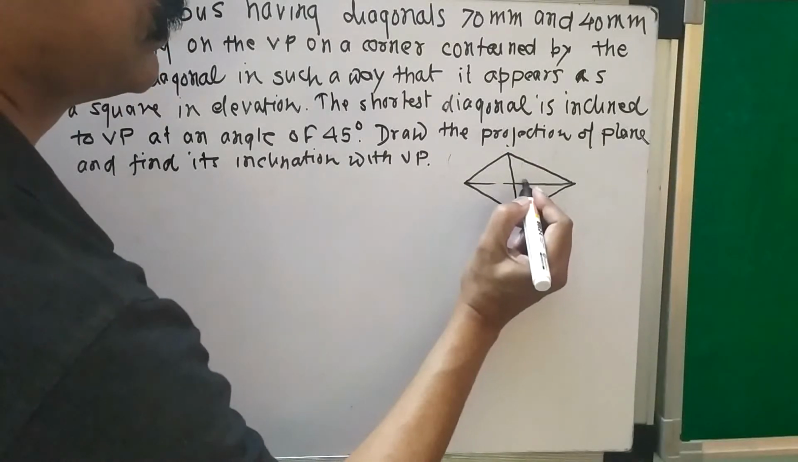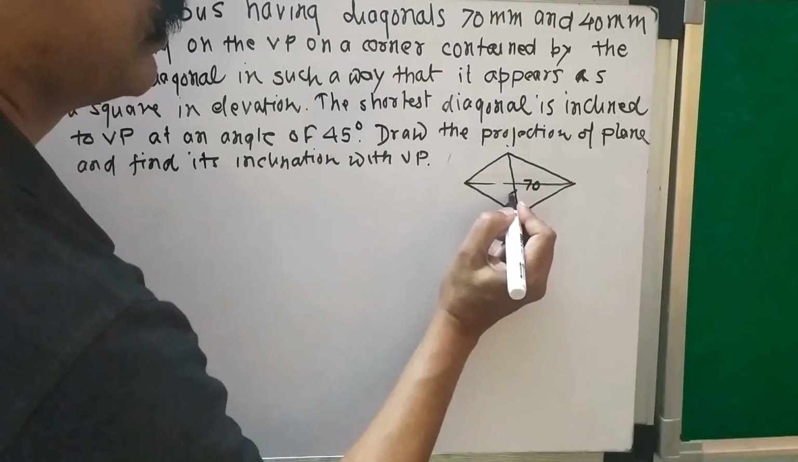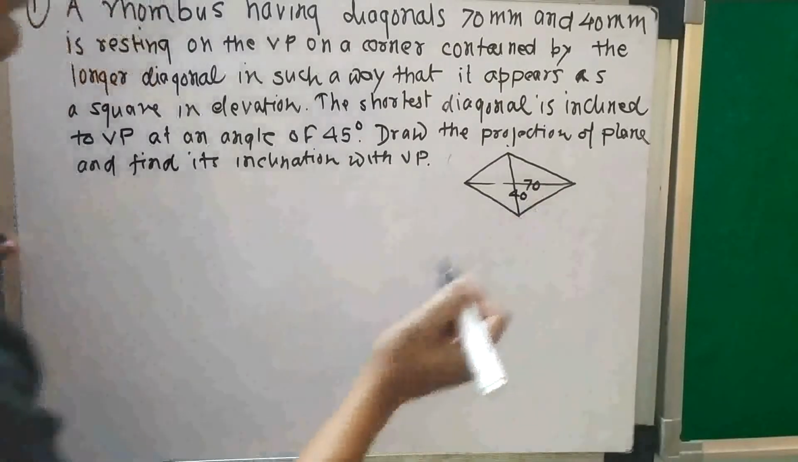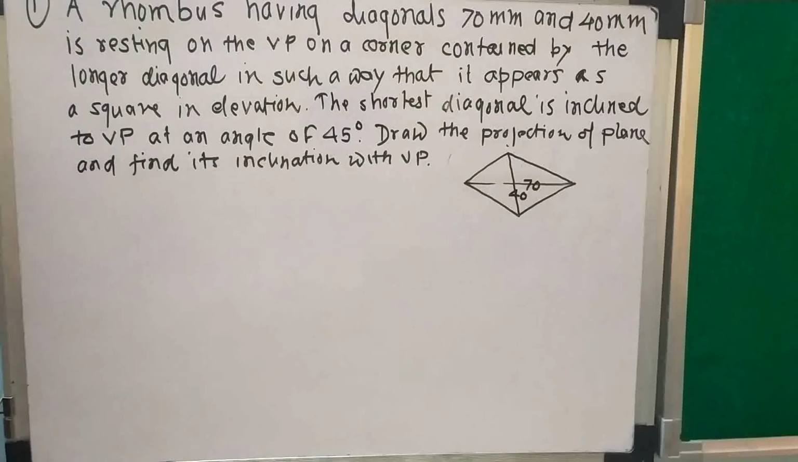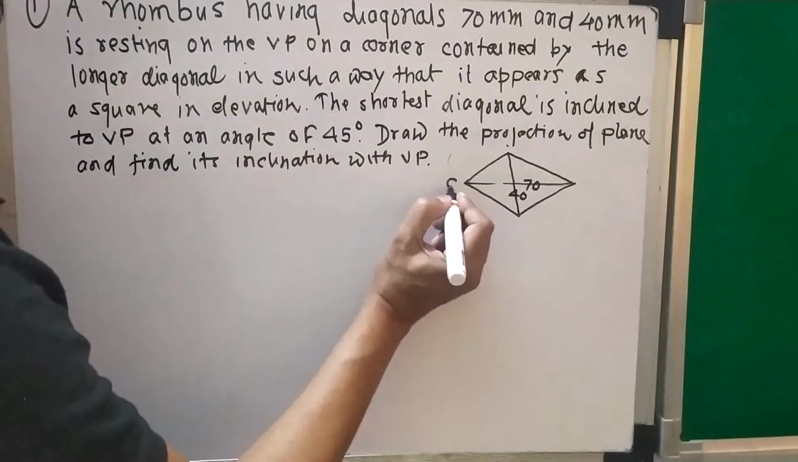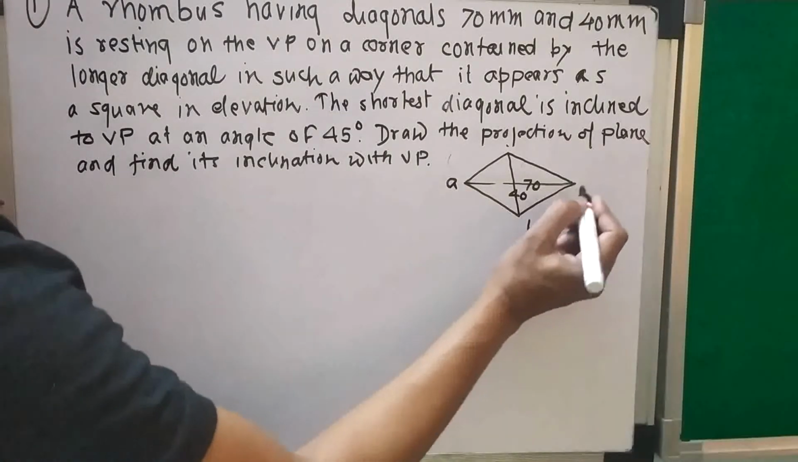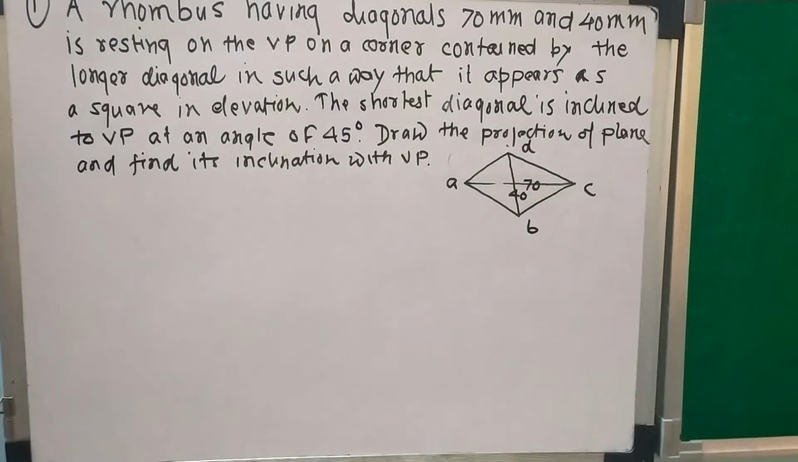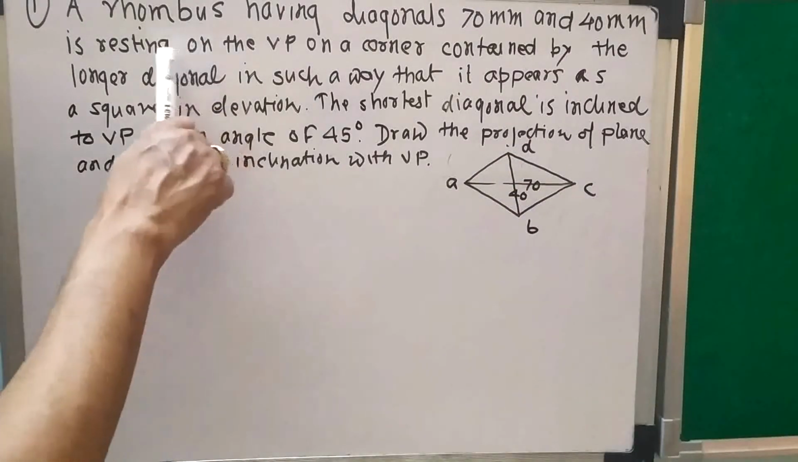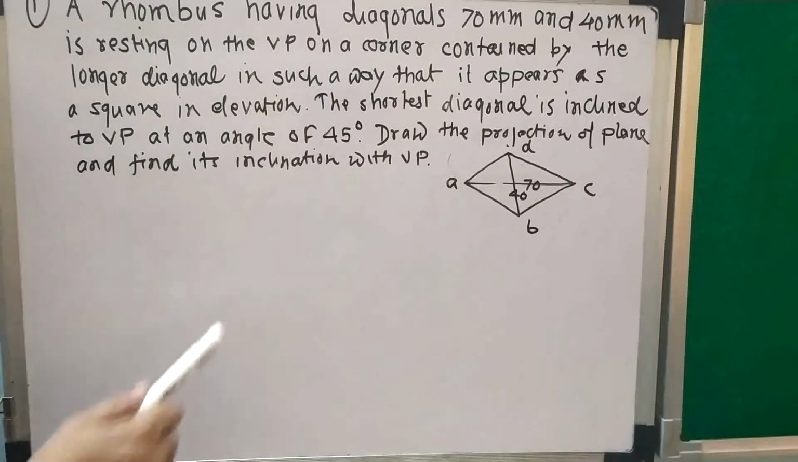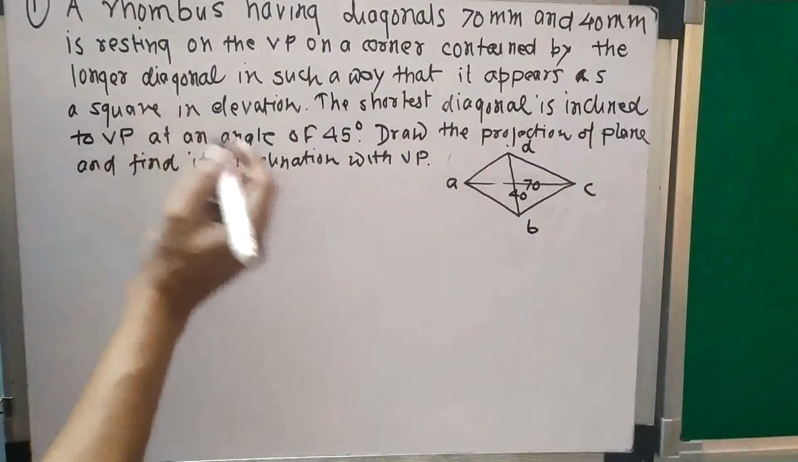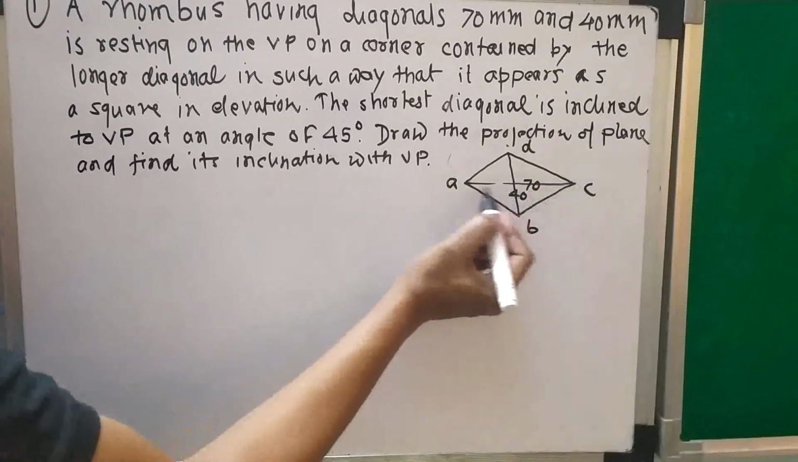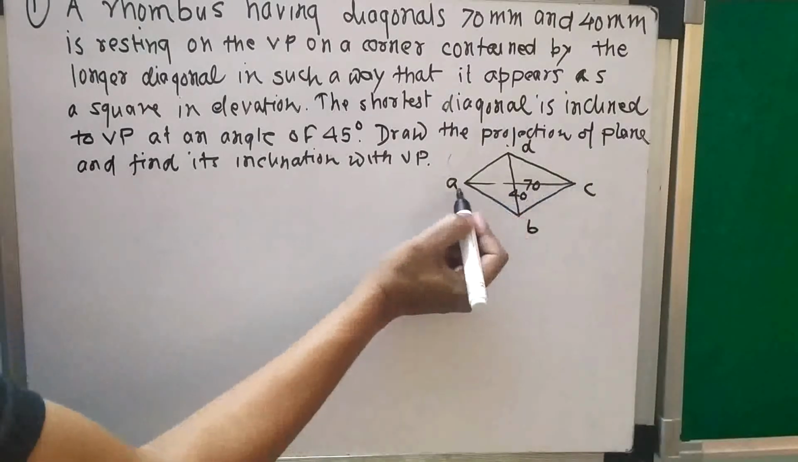This distance is 70 and this distance is 40, 70 by 40. This is the corner A, suppose A, B, C, D. So this is the rhombus. Now, this rhombus is resting on VP on a corner contained by the larger diagonal. So AC is the larger diagonal.